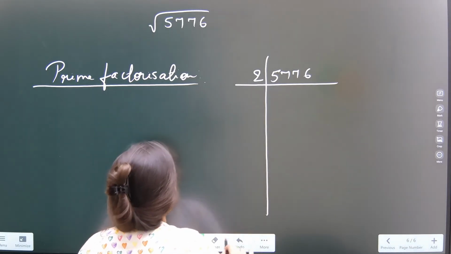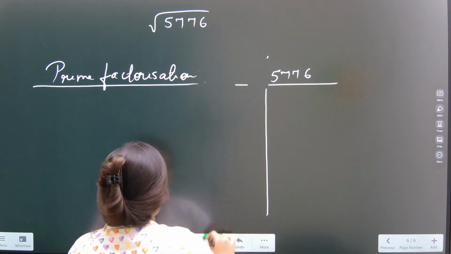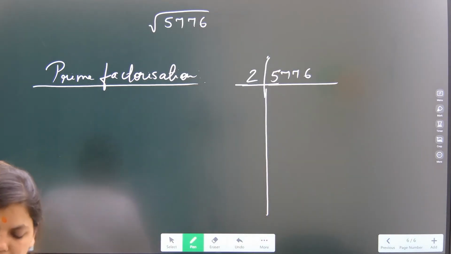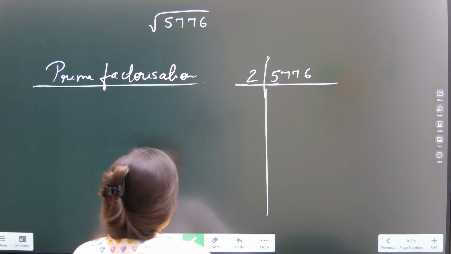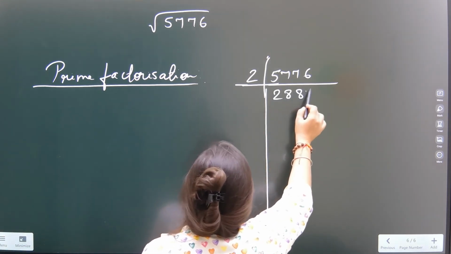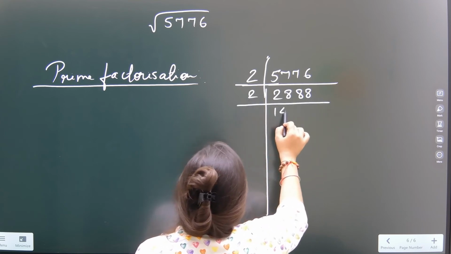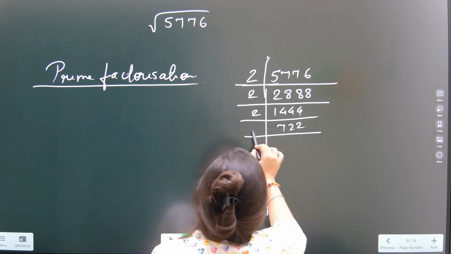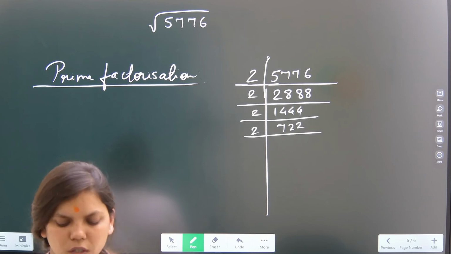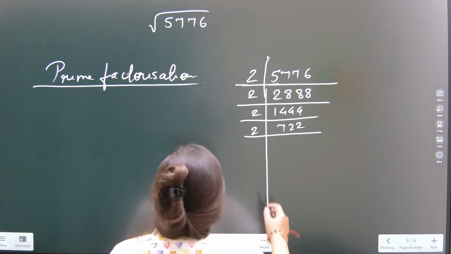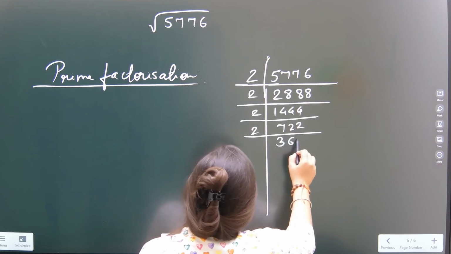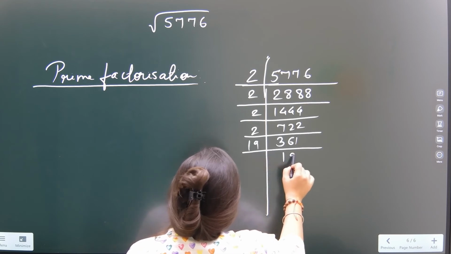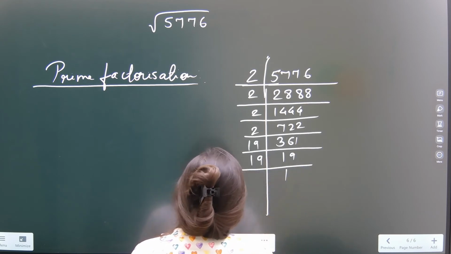So if I divide this number by 2, so 5776 divided by 2 is 2888, okay. Then this is 1444, then again 2 7s are 14, 2 2s are 4, then 722 divided by 2 is 361. Now 361 is the square of 19, 19 19s are 361, okay.